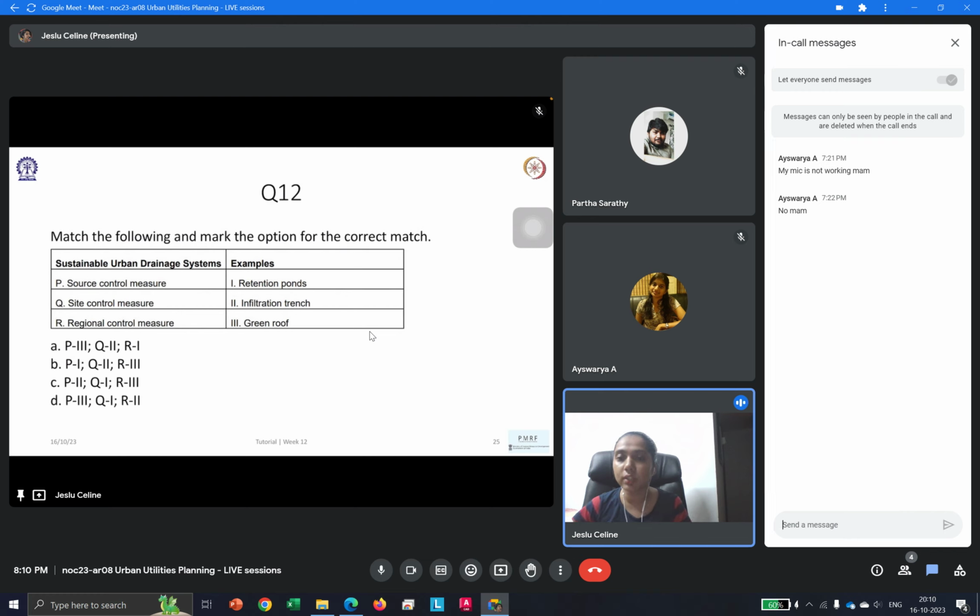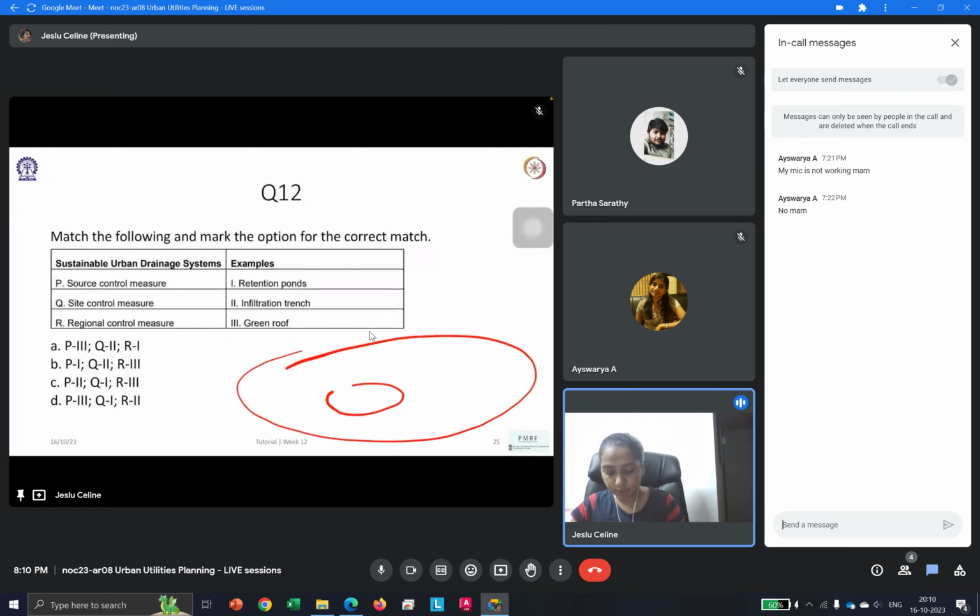So retention pond, is it a source control measure, site control measure, or a regional control measure? Regional. Regional control measure, very good. Because if you have an entire region and if you have a retention pond over here, water from all the region can flow into this retention pond. So it's a regional control measure. Very good. Infiltration trench. Is it a source control measure or a site control measure? Site, ma'am. It's a site control measure.